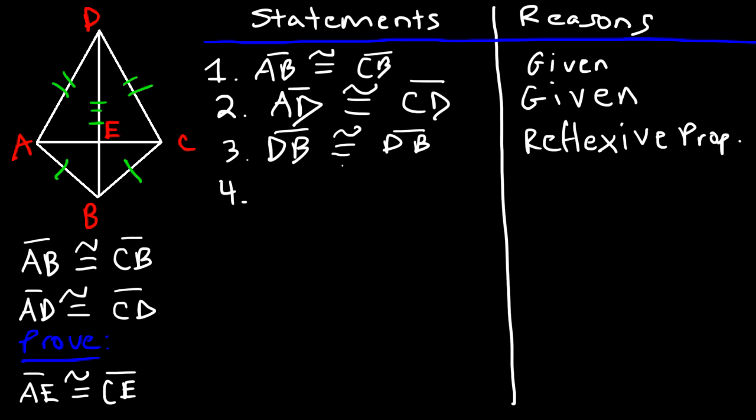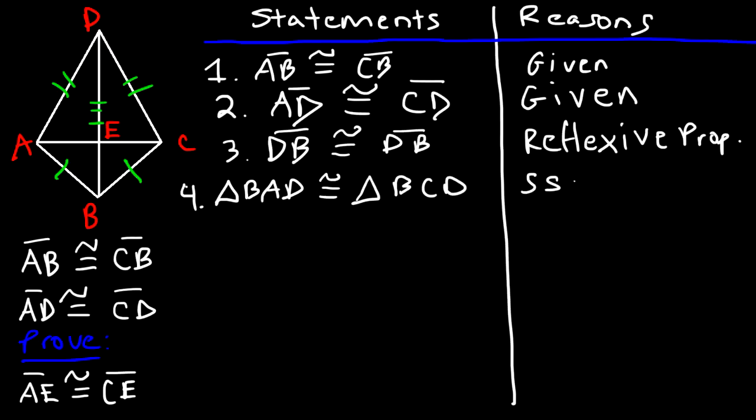So in step 4, we could say that triangle, I might need more space. Let's put this over here. So triangle BAD is congruent to triangle BCD. And this is based on the SSS postulate. And we've used the first three statements to prove that those two triangles are congruent.